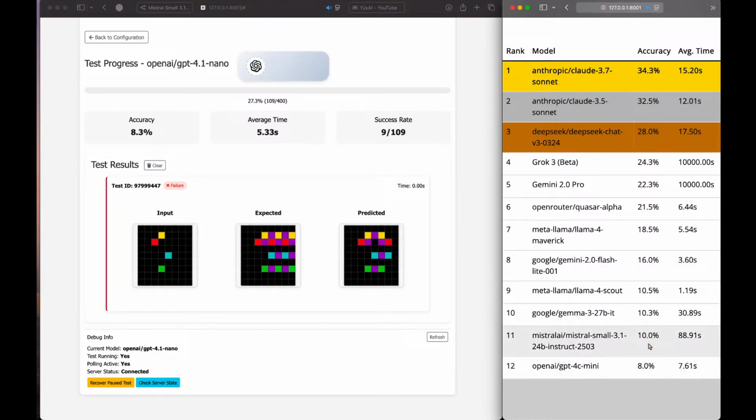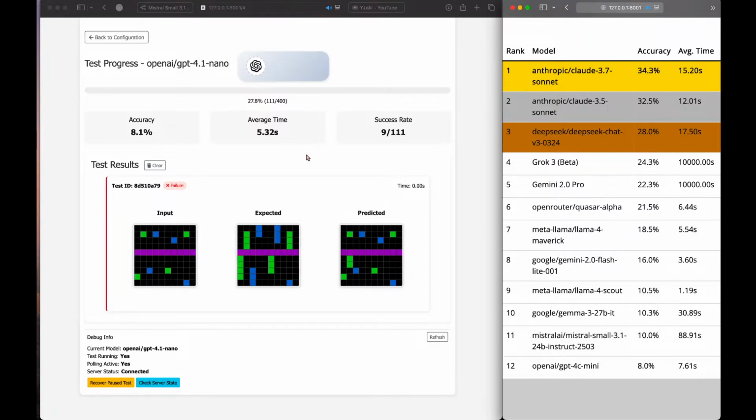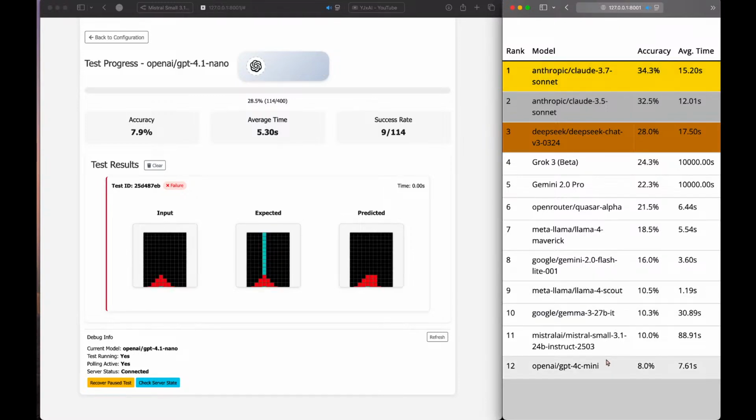What I am looking for is 10%, because Mistral Small 3.1 scored 10%. So where is Gemini 2.5 Pro? This is for non-thinking models, so Gemini 2.5 Pro is not here. All these models are non-thinking ones.